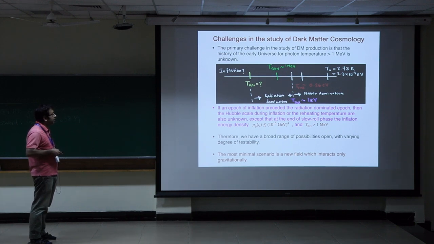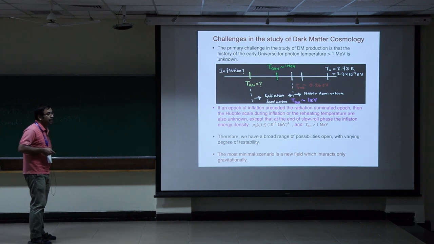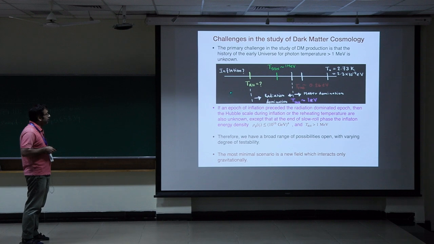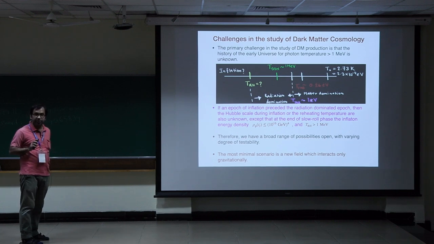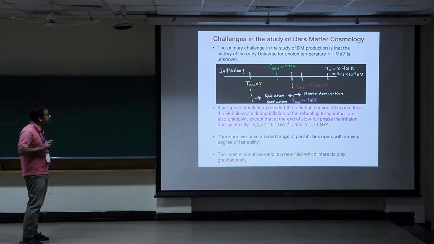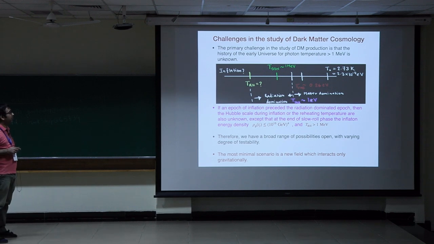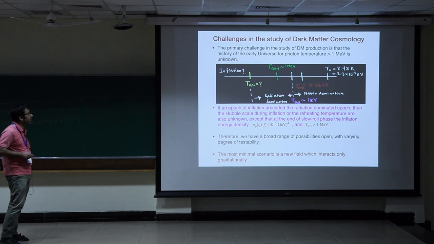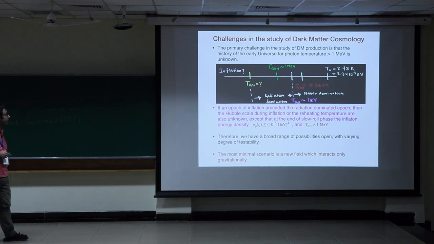The matter radiation equality temperature is around an electron volt. We know that from the present densities. So before an electron volt is a radiation dominated universe. And from our computations of nucleosynthesis in the early universe, we know that the early universe must have a temperature of at least a mega electron volt, so that the nucleosynthesis computations are successful. But beyond a mega electron volt, we do not know the history of the universe.